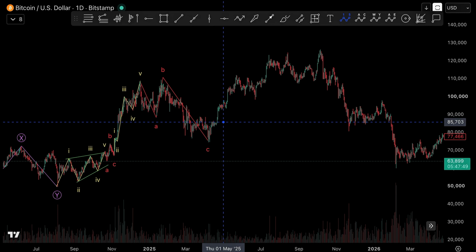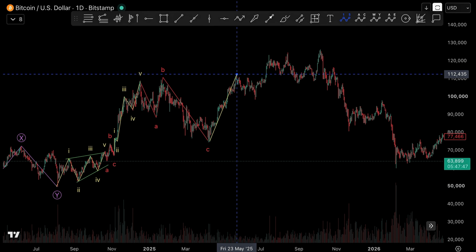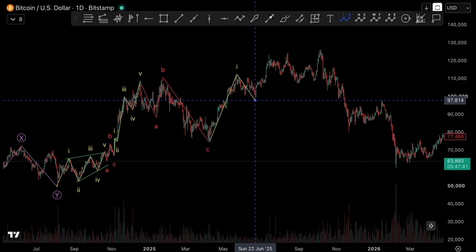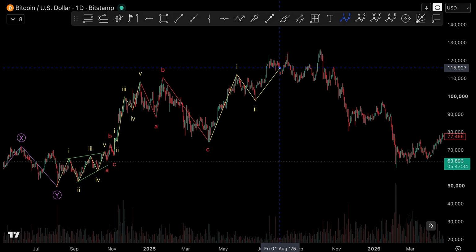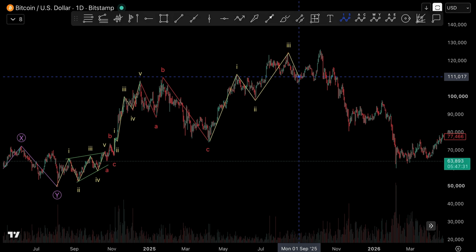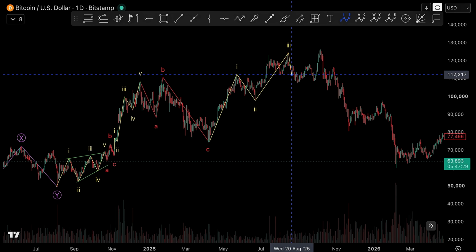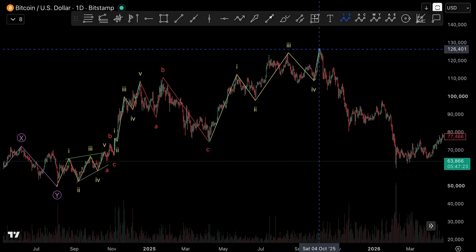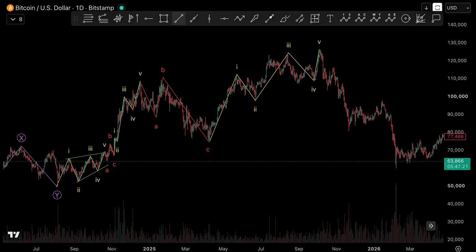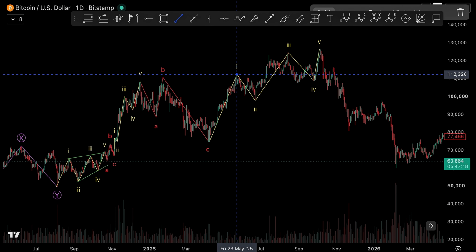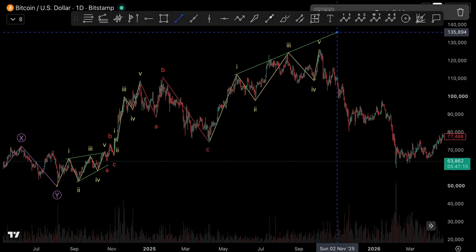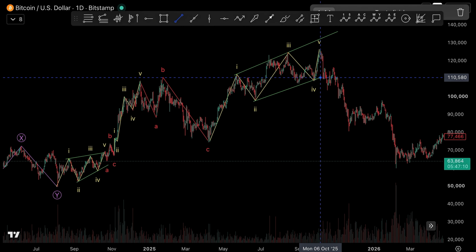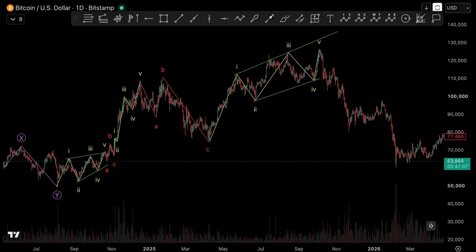So the ending diagonal started from here as a first wave here. First wave is larger, and then the second wave. Sorry, this was the third wave here, and this correction as ABC as a fourth wave, and then we have this truncated fifth wave. The fifth wave is smaller, but you can see that the fifth wave could not come up higher to touch the trend line. So this is an ending diagonal.